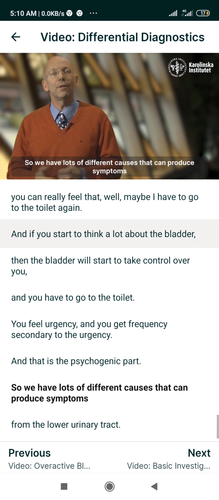So we have lots of different causes that can produce symptoms from the lower urinary tract.